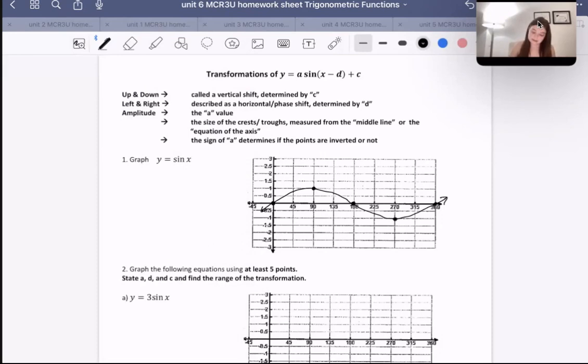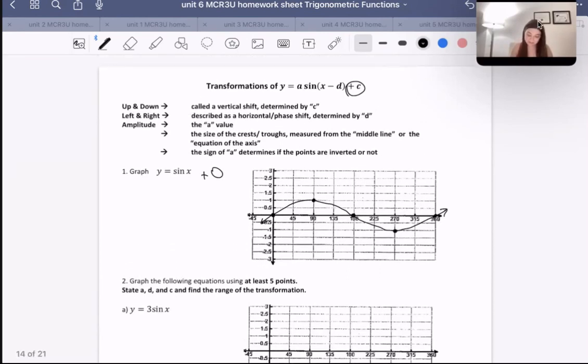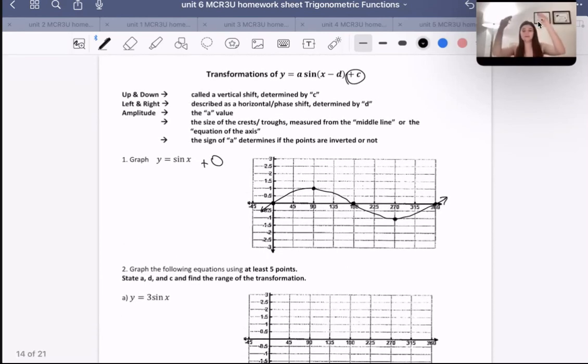Now plus C, this is how many steps we go up or down. So this affects the midline specifically. Midline by default is 0. We have plus 0 here, we don't have anything. However, we could move the midline up or down, and therefore move the rest of the graph with the midline as well, up or down that many steps. C is exactly what we'd expect. If it's plus 5, then we go up 5. If it's -3, we go down 3, and so on.